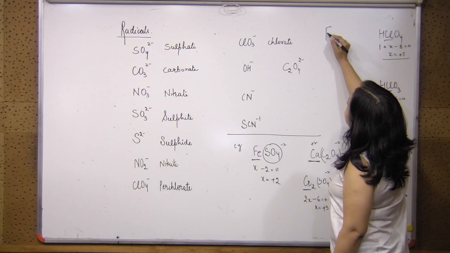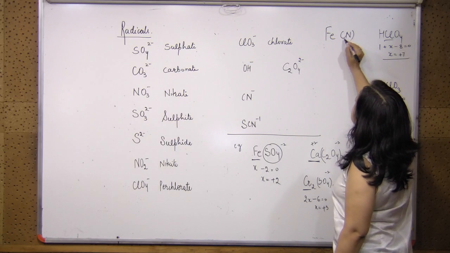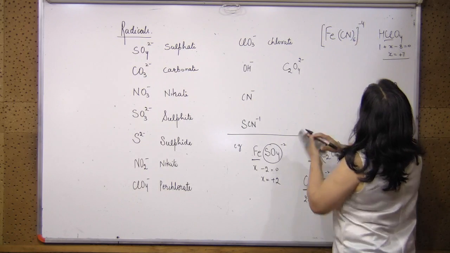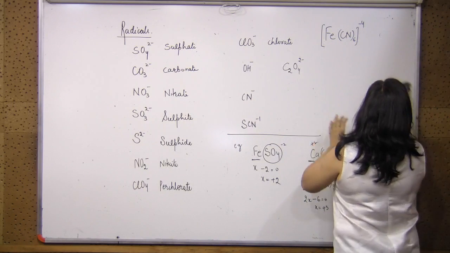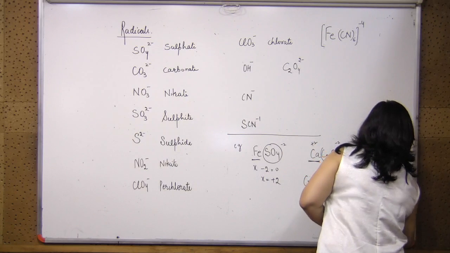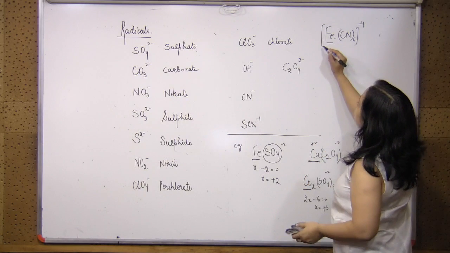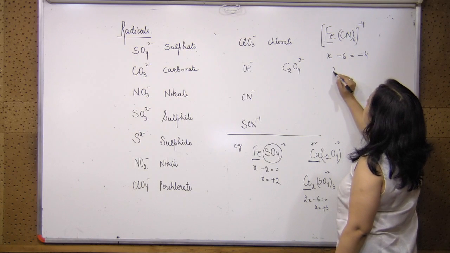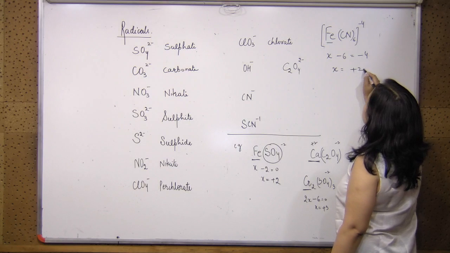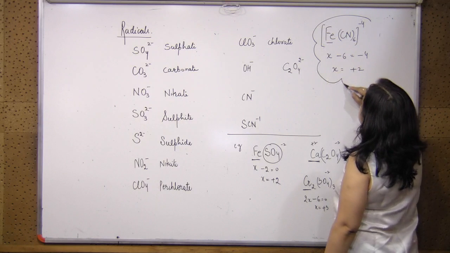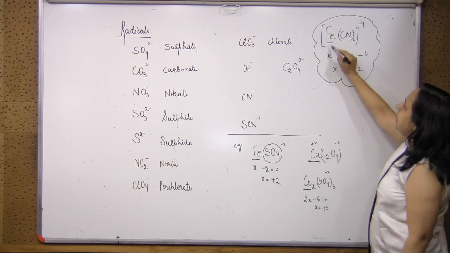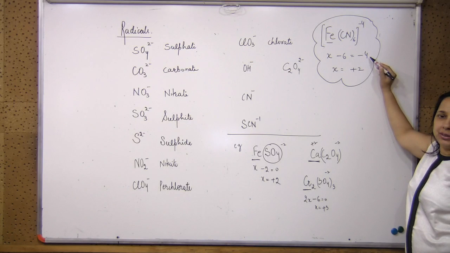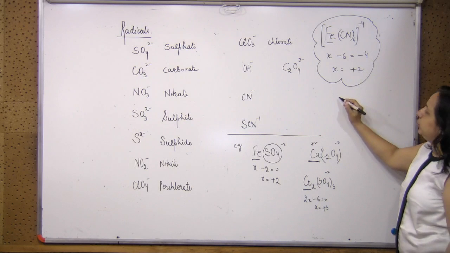If it is written [Fe(CN)6]4-, and the oxidation number is to be calculated for iron, we will write x minus 6 is equal to minus 4. X comes out to be plus 2. Look, the charge is in front; we write x minus 6 and the total charge should be minus 4. X comes out to be plus 2.